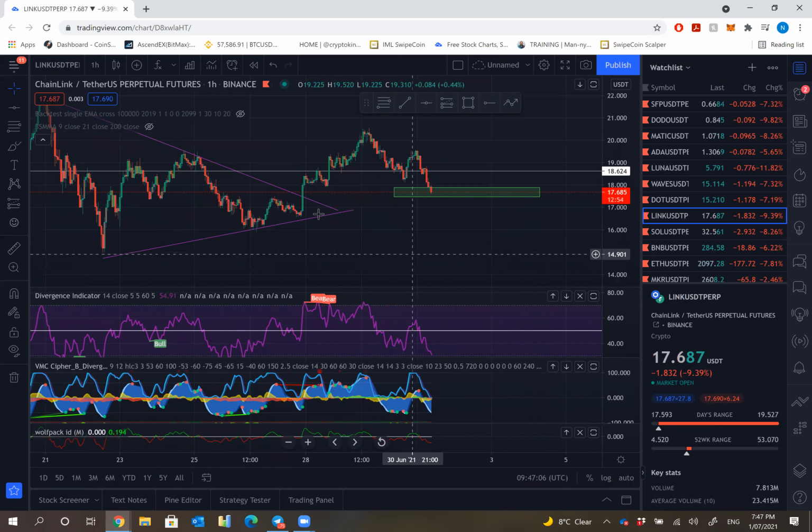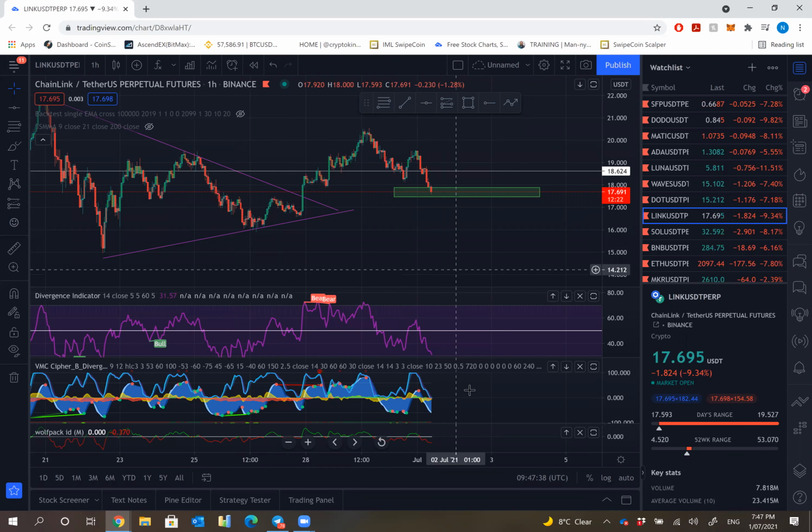Because at the end of the day, this is your main point of interest right here. And if this is cluttered, it's like having a cluttered workbench. If you can't see what the coins are doing and what the charts are doing, I found that it interfered with my trading. So having this all clear, where I could just chart quickly, and then look at my Cypher B and my Wolfpack as a confirmation, works really well.